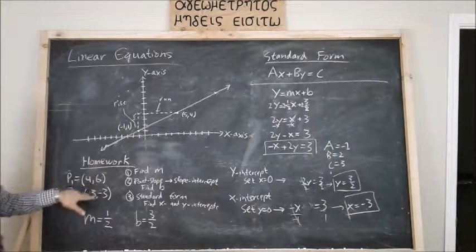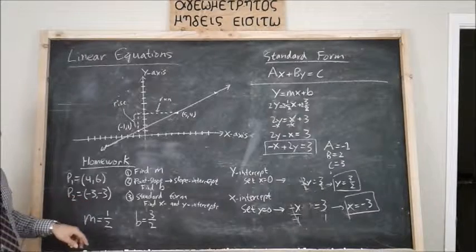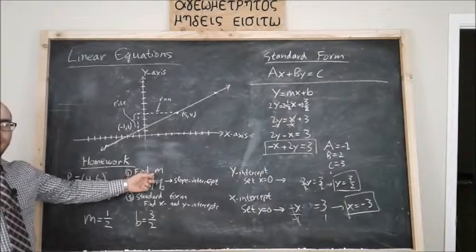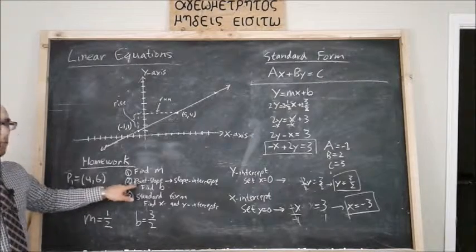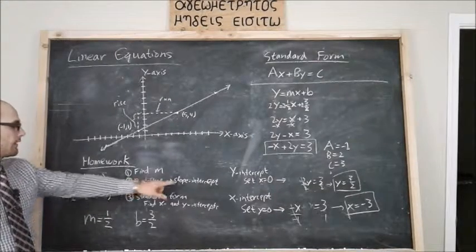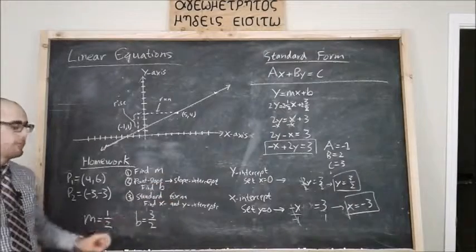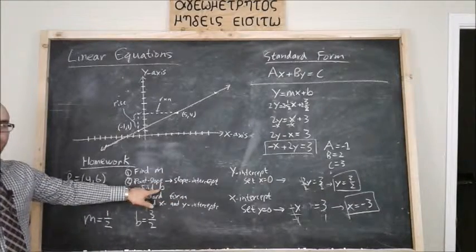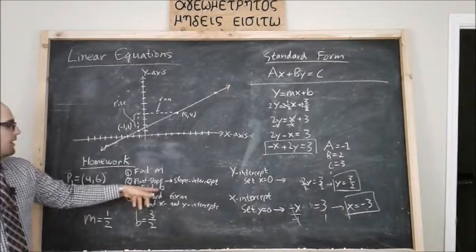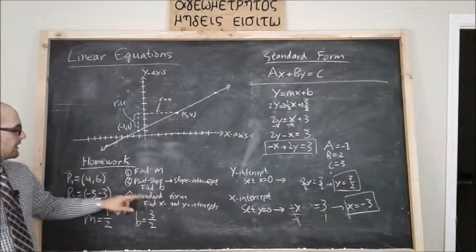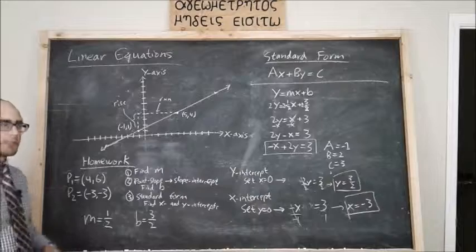I gave you 2 points. I want you to find m, the slope between those 2 points. Use that slope in point-slope form to convert it into slope-intercept form. From that, you can pick off b, which is your y-intercept. But I want you to express it in standard form and find the x-intercept.